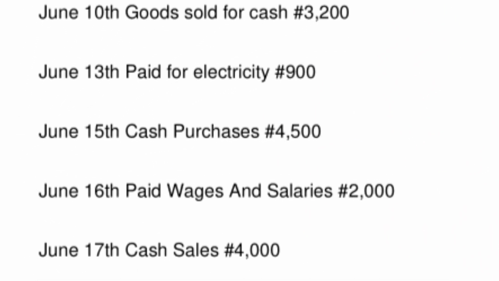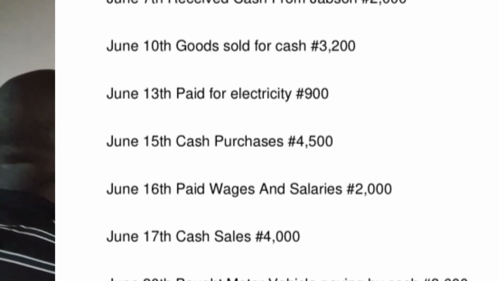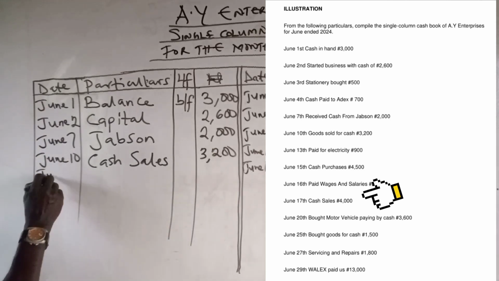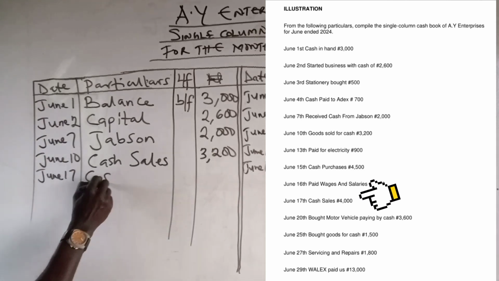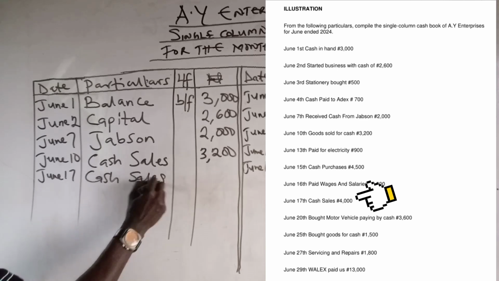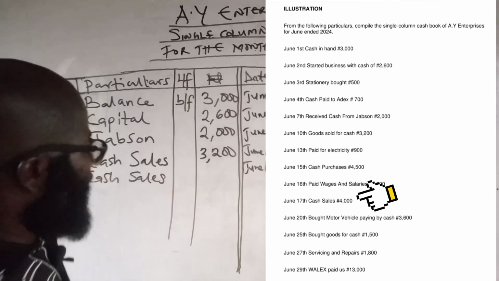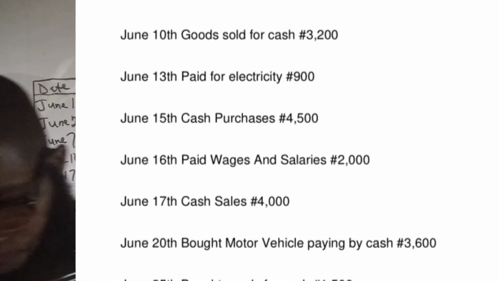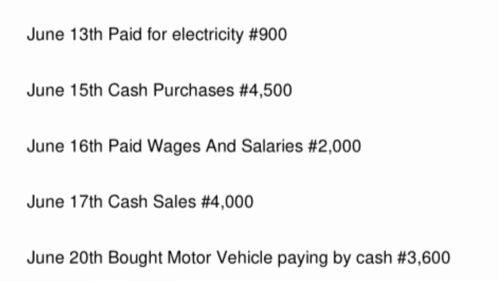Then for June 17, cash sales 4,000 naira. We are going to have it here. June 17, cash sales. We have it for 4,000 naira. Then by June 20th, bought motor vehicle, paying by cash 3,600 naira.